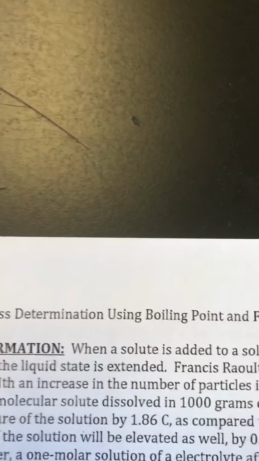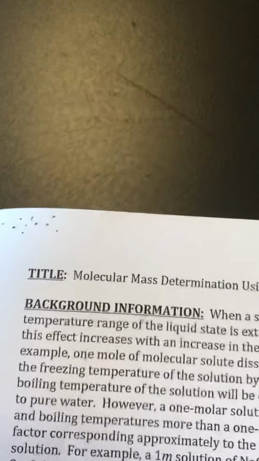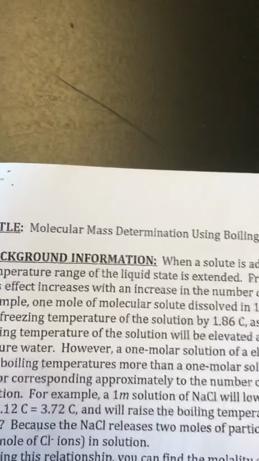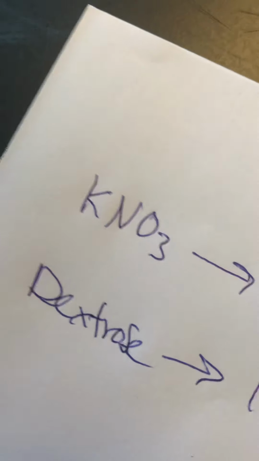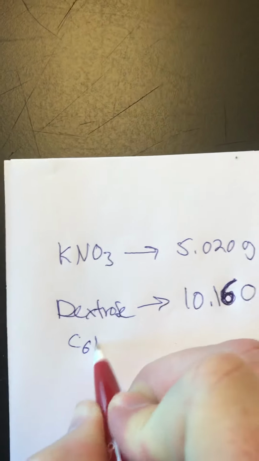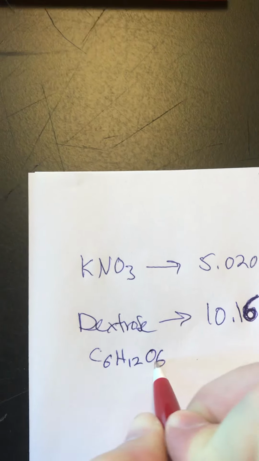Molecular mass determination. Remember, I warned you about that in the video. We are going to determine the molecular masses of these two compounds. Of course, we know potassium nitrate and dextrose, which is the same as glucose, C6H12O6. You will have to actually mass those out to get the true values. We're going to do an experiment to see whether we can get those or close to them, using boiling point elevation and freezing point depression.